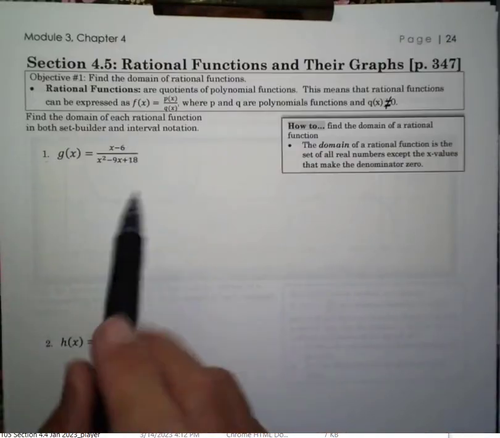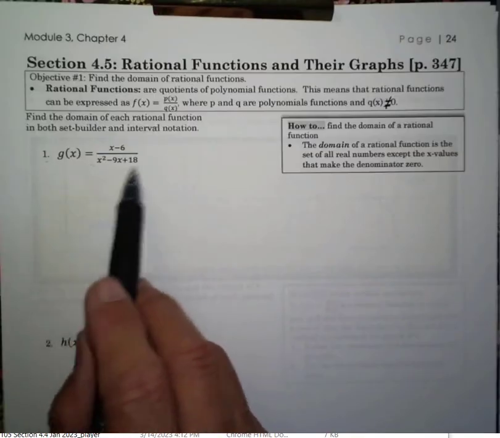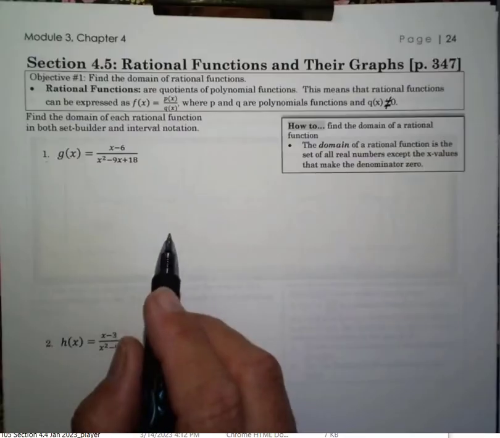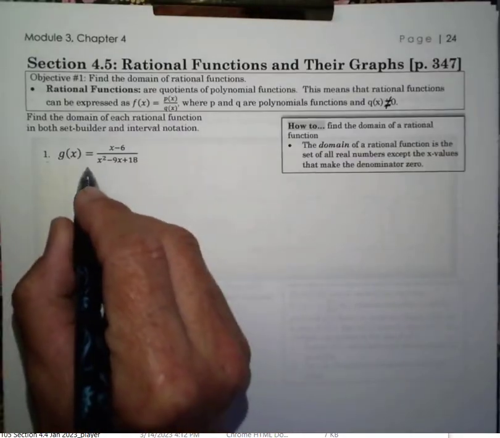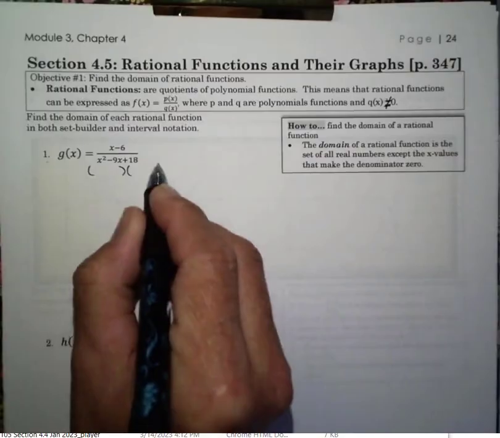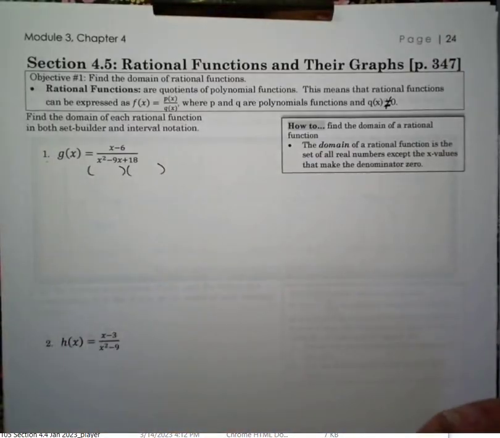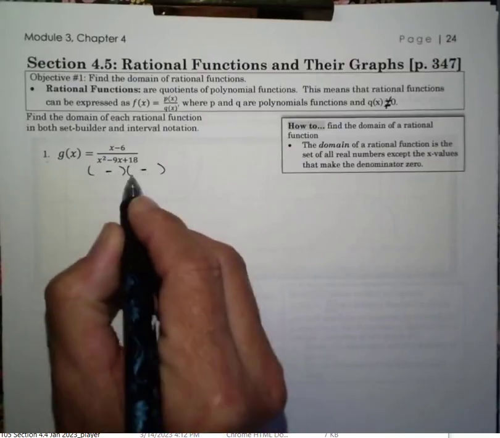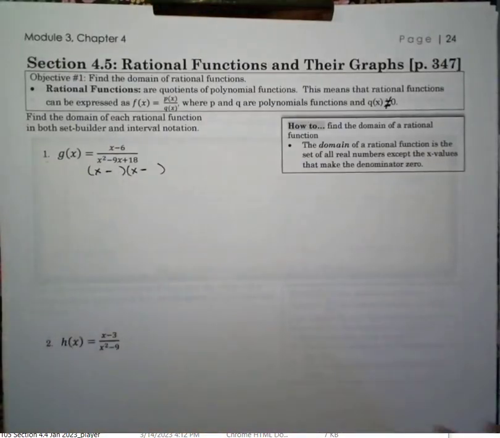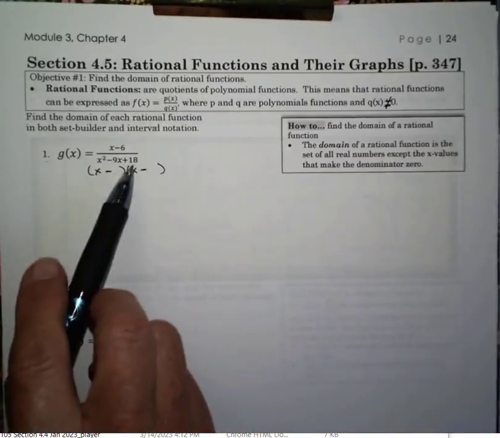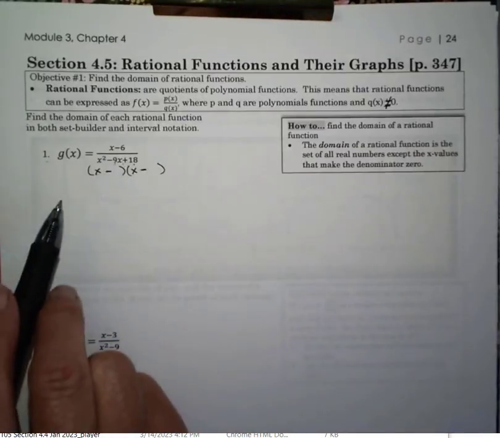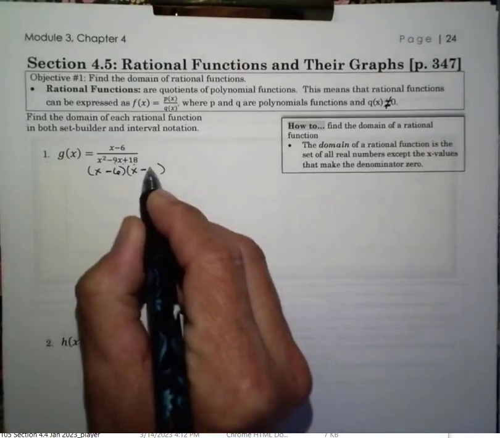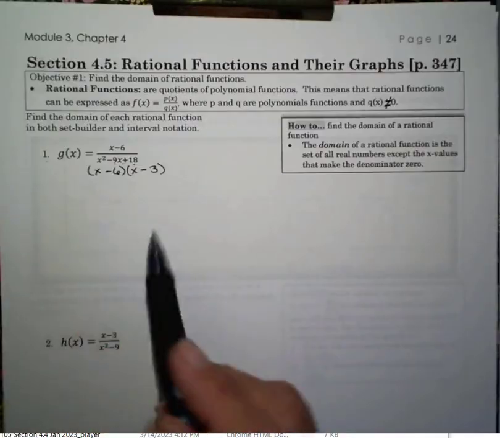But the domain is basically going to say we have to exclude any x values that would make this denominator 0. So the first thing we have to do with this one is factor it. We need to know what two factors are in that quadratic equation that we've got down here. So I'm going to say both of them have a minus sign. I would factor the x squared, and then I'm looking for factors of 18 that add together to give me 9. And that's going to be 6 and 3. Both of them are negative. I already set the signs, and then you can FOIL it to check it.